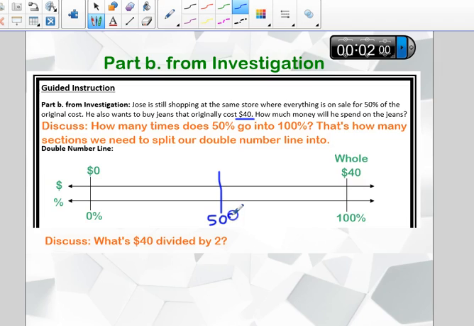And all we would have to do to figure out the answer to this problem is figure out what goes right here. So what is half of 40? Half of 40 is 20. So if I split my number line up here into two pieces, then we must be counting by 20s to get to 40. So our answer is $20. Let's try another one and see how that works.